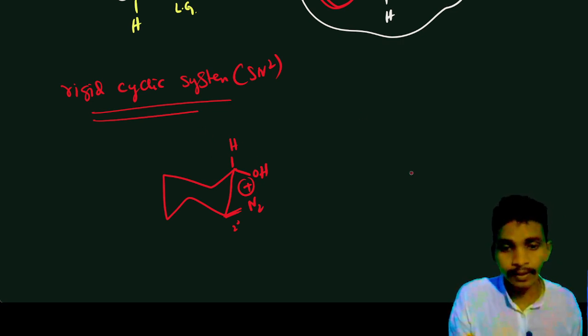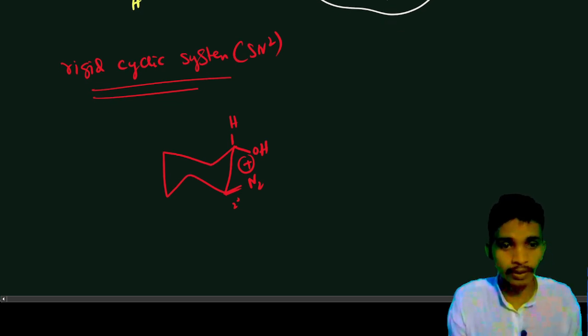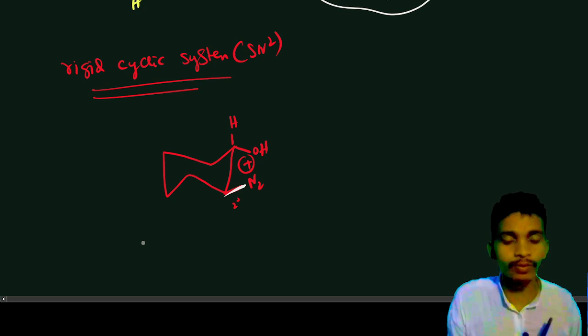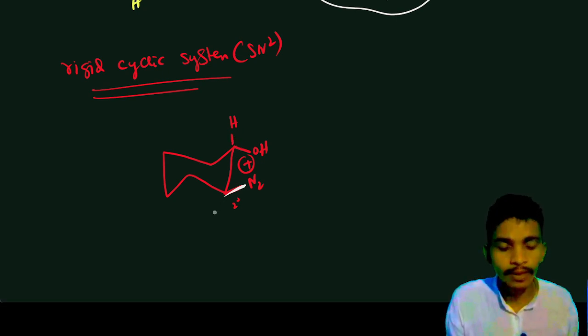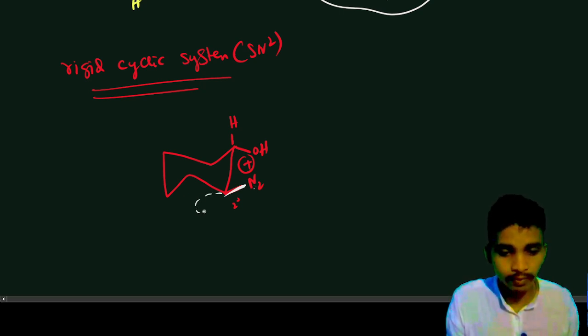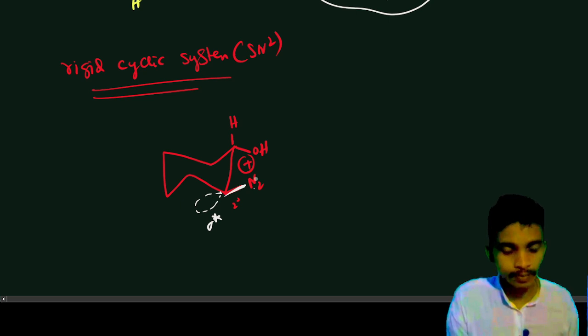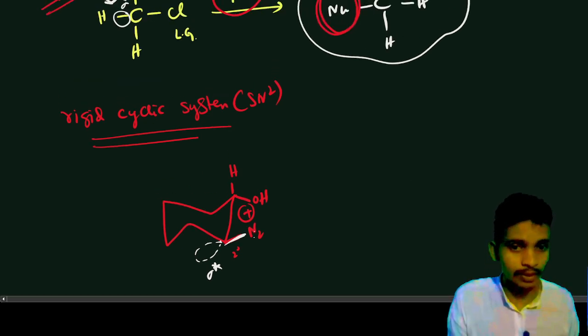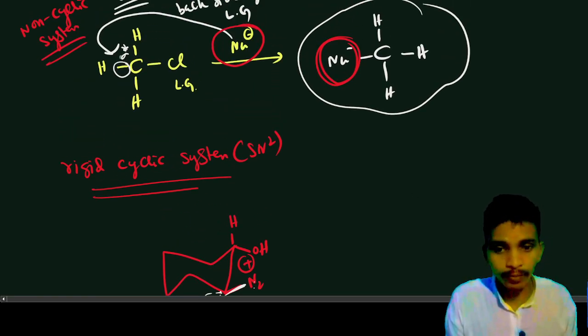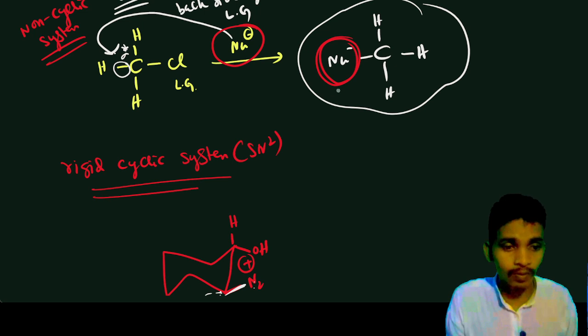So here that SN2 reactions will happen. Since this SN2 reaction is possible, the attack will always be from the back side. So this is the leaving group, and the back side will have the anti-bonding orbital, sigma star. Actually what we are doing here: this chlorine has an anti-bonding orbital, and the nucleophile attacks the anti-bonding orbital. That's why it will come to the back side.